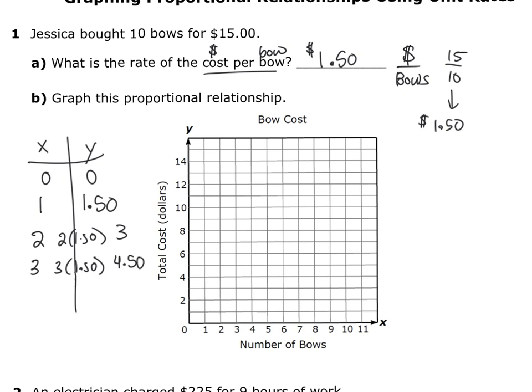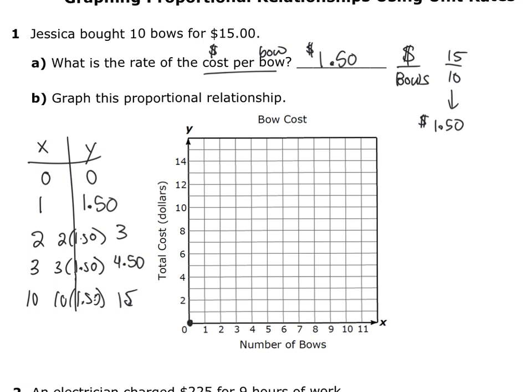I maybe don't want to graph every single point that I possibly could, so let me get a little bit bigger. How about 10 bows? That would be 10 times $1.50, and that would be $15. That's the value we were given, isn't it? We were initially told that 10 bows cost $15. It's good to see that check out in our table. Okay, let's graph these points.